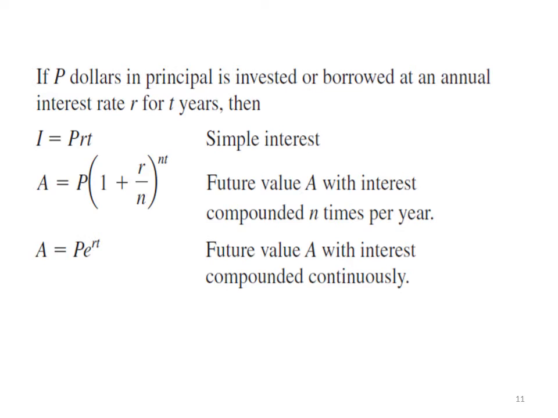The other way to calculate interest is A equals P times e to the RT. This is the future value A with interest compounded continuously. Any of these formulas can be used to calculate the interest.